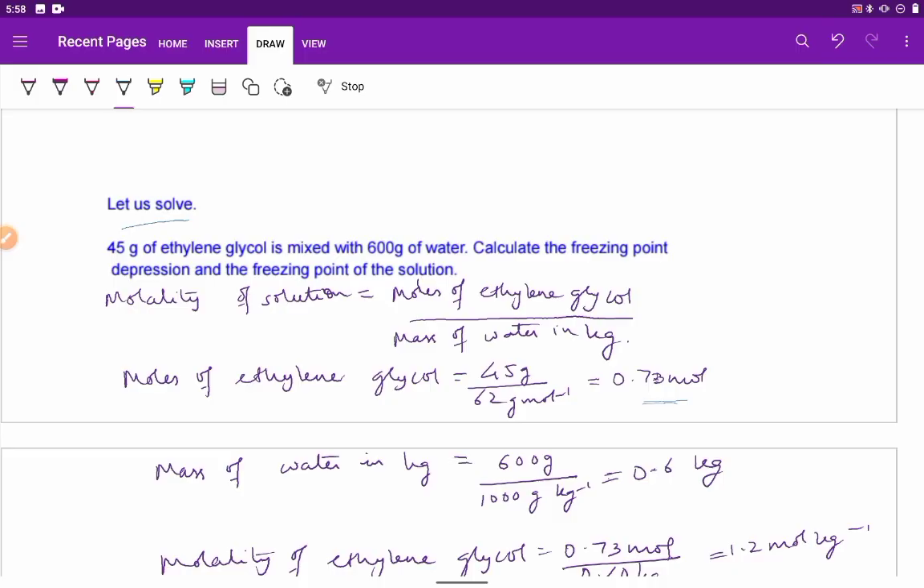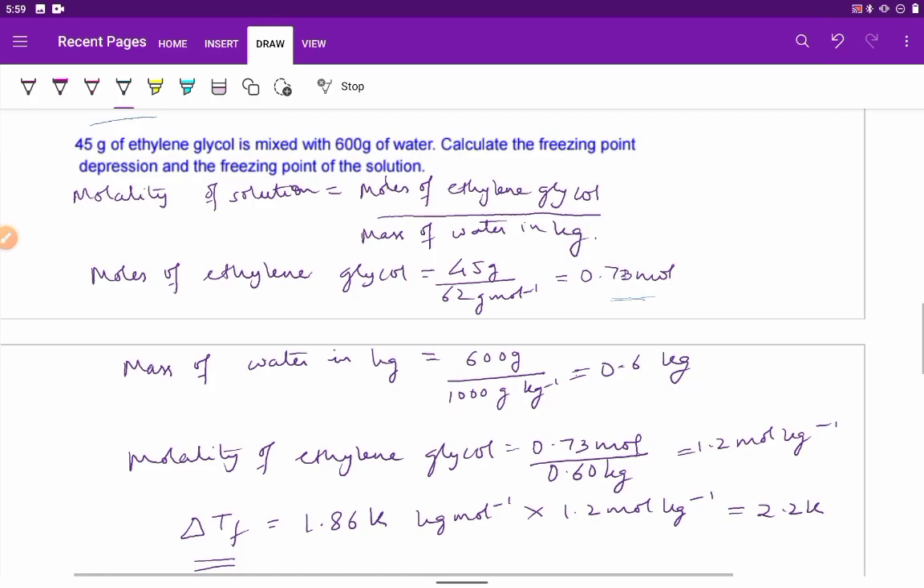Mass of water in kg: they have given in grams, so we divide by 1000. So it is 600 grams divided by 1000 grams per kg. In 1 kg there is 1000 grams. So from here we get 0.6 kg. Molality of ethylene glycol will be 0.73 divided by 0.60 kg, that is 1.2 moles per kg.